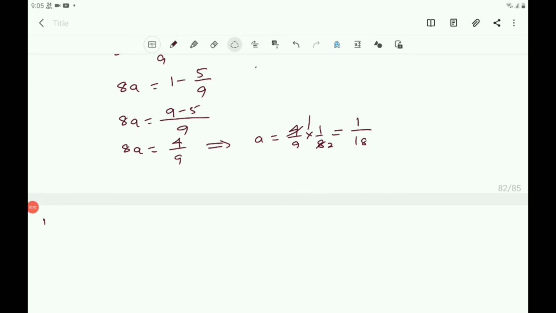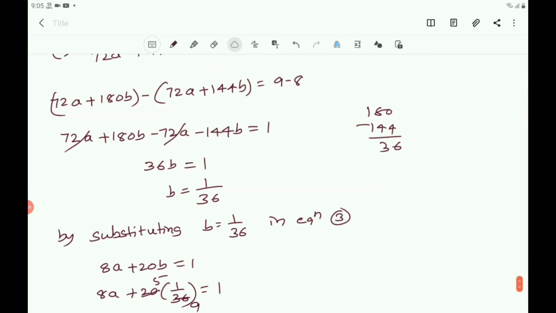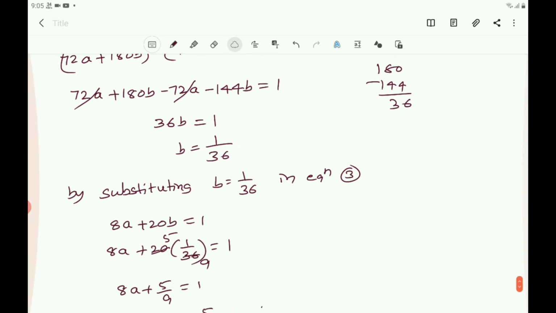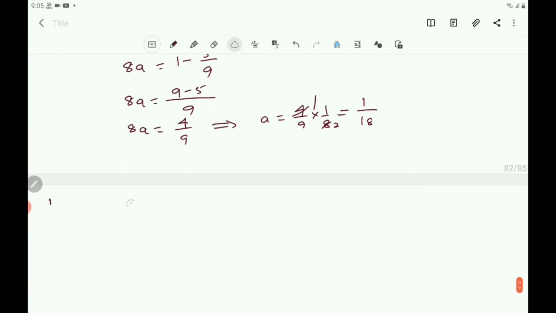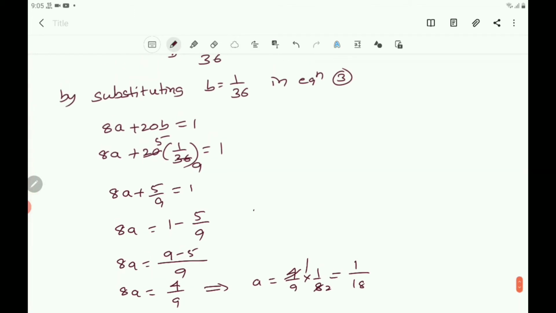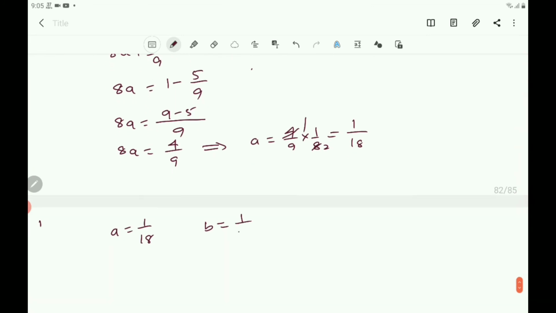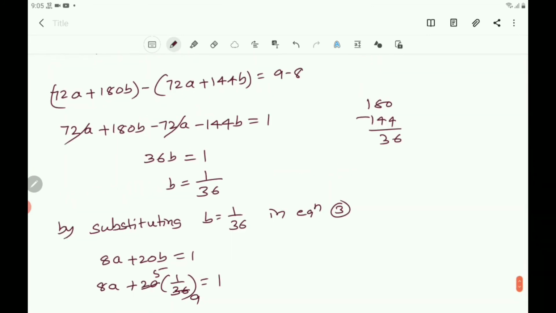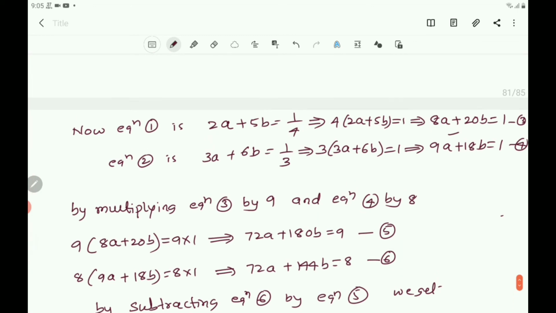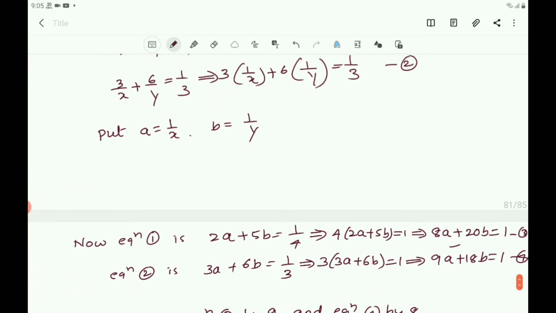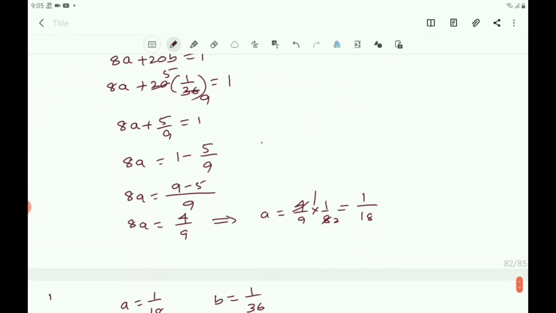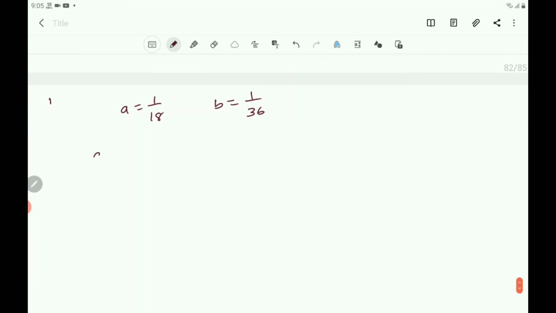So you got A equals 1 by 18, and B equals 1 by 36. Here, what have you taken? A is equal to 1 by x, and B is equal to 1 by y. So write A equals 1 by x equals 1 by 18.